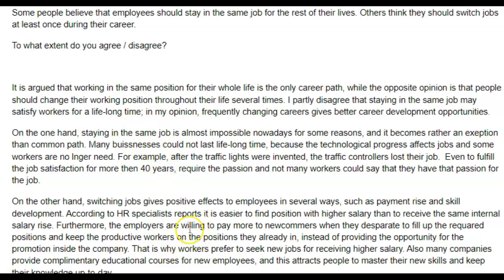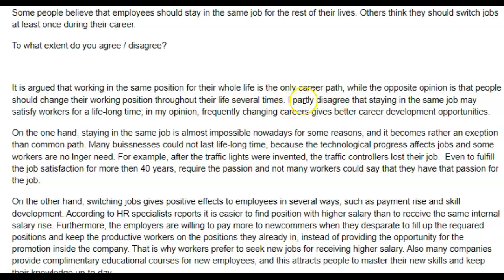And then here you're saying how important it is to switch jobs, right? Because you get more money, they pay newcomers better, higher salary, educational courses, etc. So it sounds to me like the whole essay actually supports the idea of switching jobs. Nowhere does it really support the idea of staying in the same job, which then makes me ask, well, then why do you say that you partly disagree? It sounds to me, based on what you wrote, like you completely disagree.